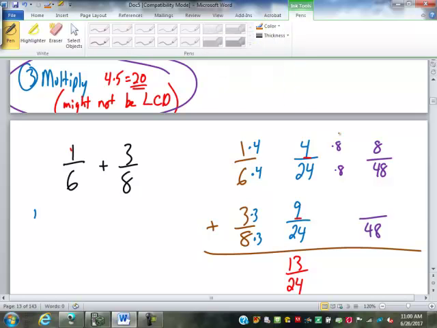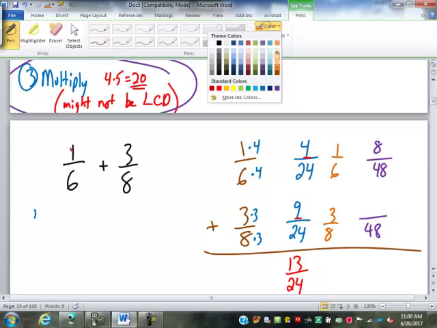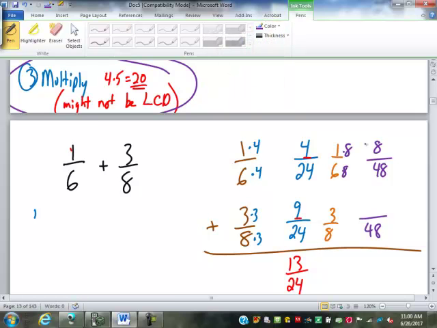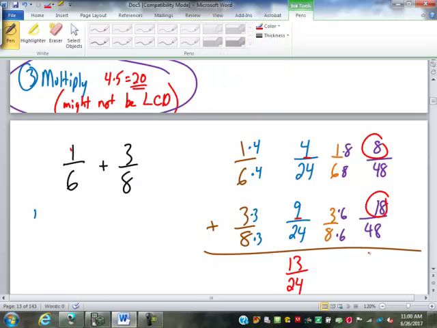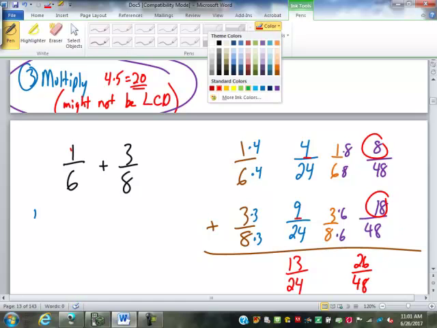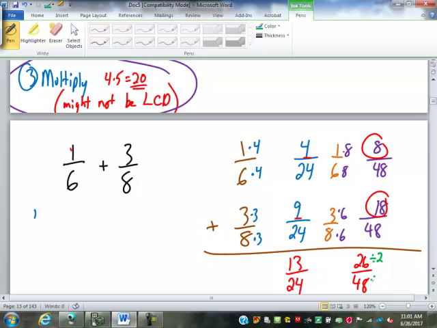I'm going to rewrite my 1/6 and 3/8 here. This would have been 6 times 8, so 1 times 8 makes 8. This would have been 8 times 6, so 3 times 6 makes 18. 8 plus 18 is 26 48ths. Is that a different answer? No, it's the same number as the double. I just have an extra step of reducing it back to the 13 24ths.